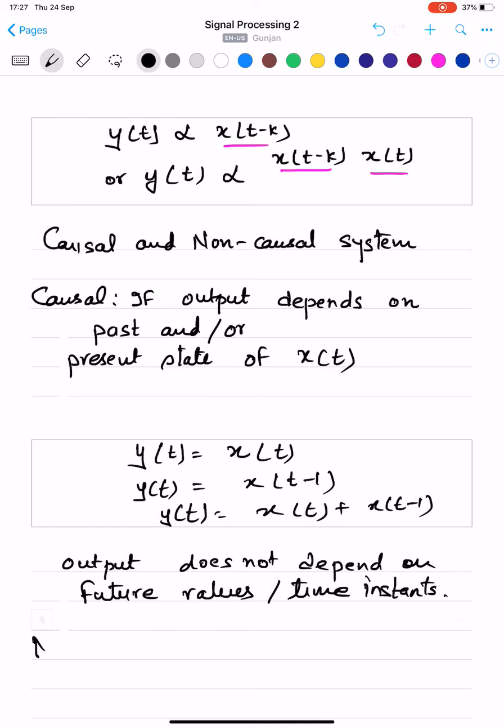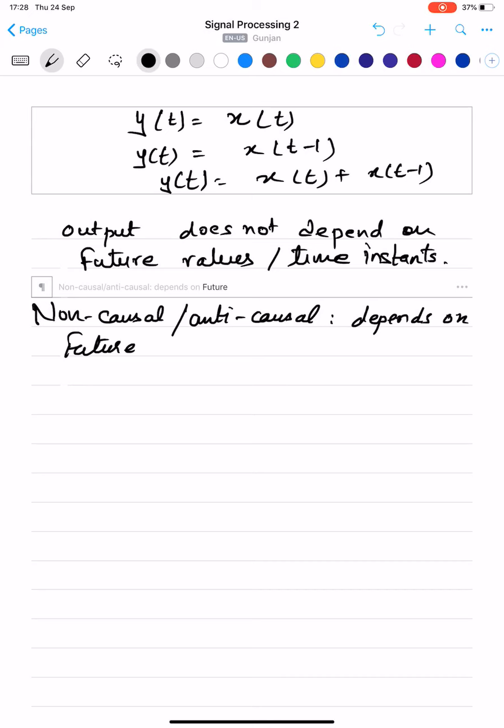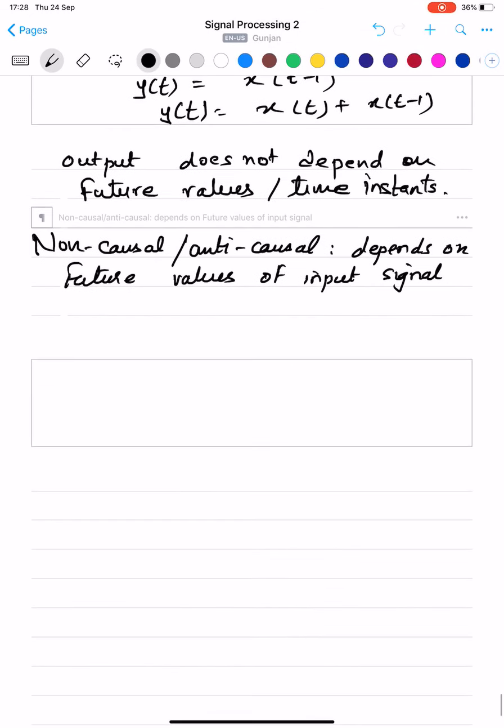Anti-causal or non-causal system: when it depends on future values or time instants of the input signal, then it is a non-causal or anti-causal system.